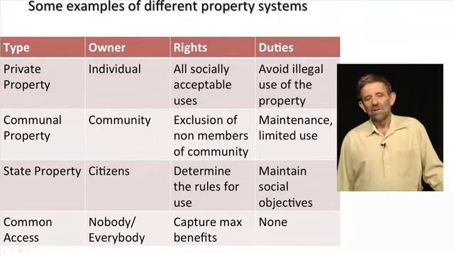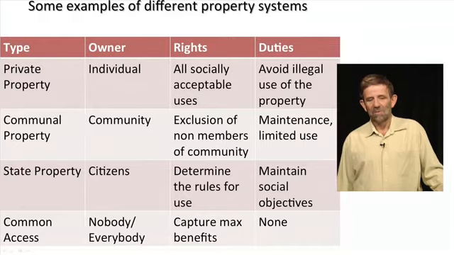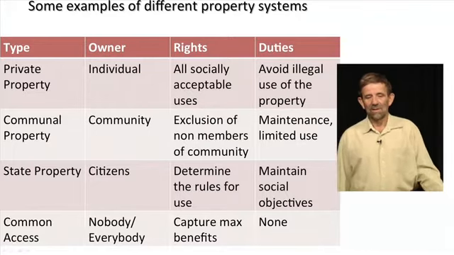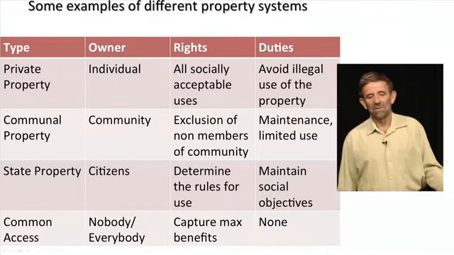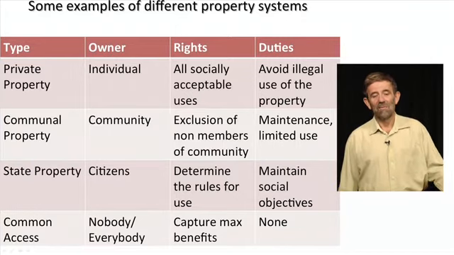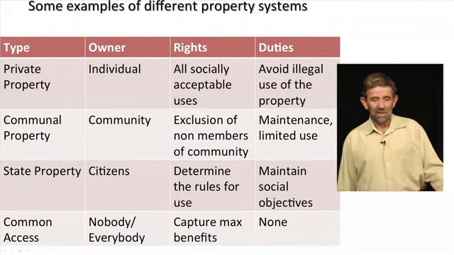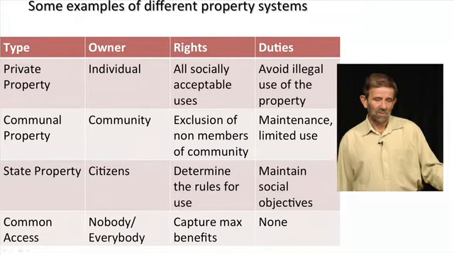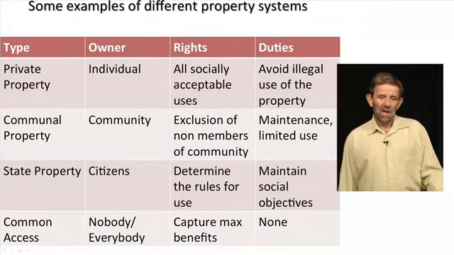We can look at different kinds of property rights. We have private property first, and then the owner is an individual, and you can see what kind of rights he has: the right of doing most things, but perhaps not everything. I mean, there can still be illegal uses of your private property, so you've got the right to do everything that is sort of legal and socially acceptable.